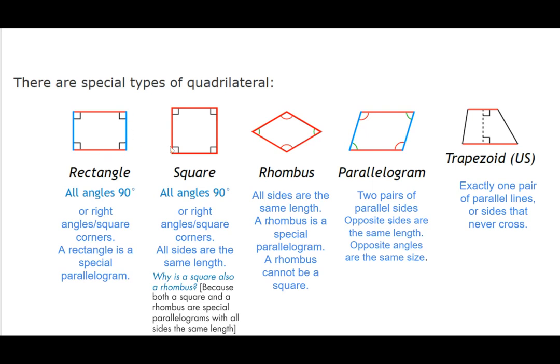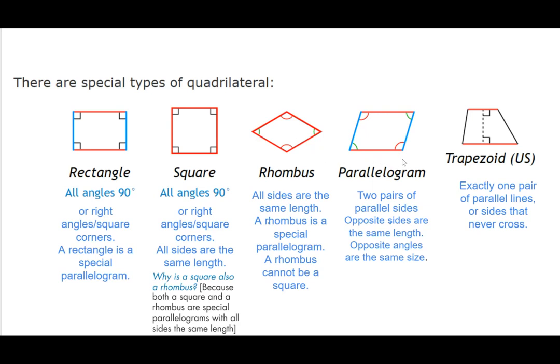A square is where all angles are 90 degrees, with the right angles or square corners, and all sides are exactly the same length. A square is also considered a rhombus, or a special parallelogram with all sides the same. A rhombus is where all sides are the same length also, okay? However, they do not require that the corners or the angles here are right angles. That's why a square can be a rhombus, but a rhombus cannot be a square.